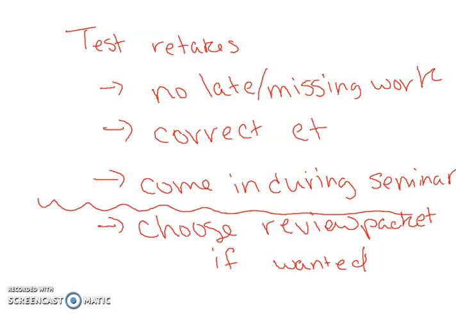So I was thinking about doing test retakes on the conditions that they have no late or missing work, they correct their entrance tickets, and they come in during seminar to get help with what they don't understand. Somebody else suggested a review packet if they want, like I could give you a review packet if you want to do it. If you don't want to do it, you don't have to. Do you think those are fair conditions for a retake? Does anybody have anything else that they think I should take off or add? Duke.